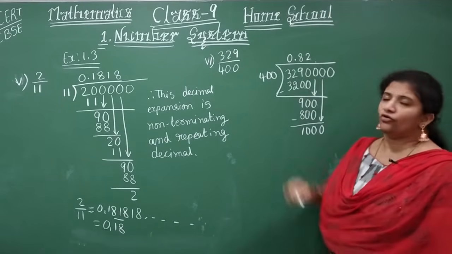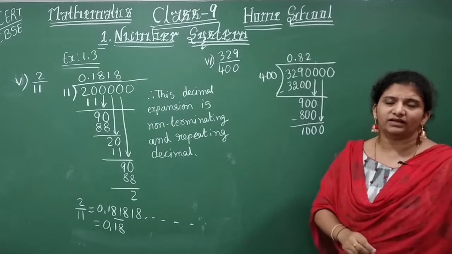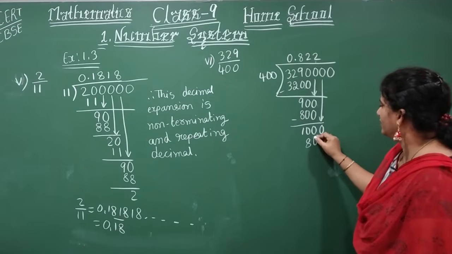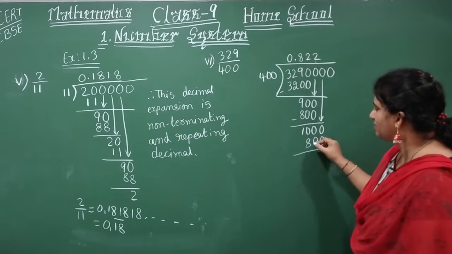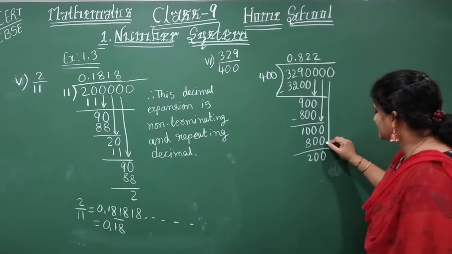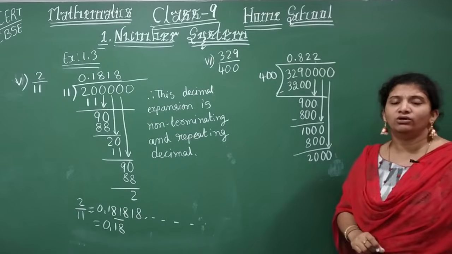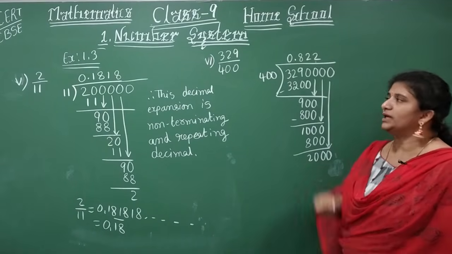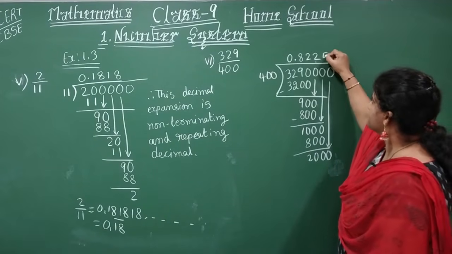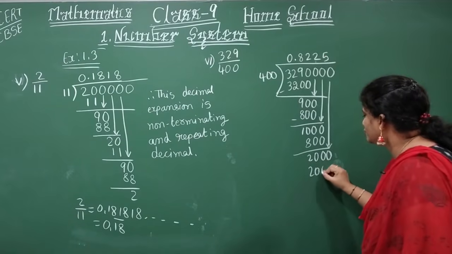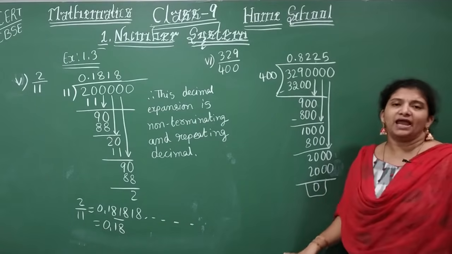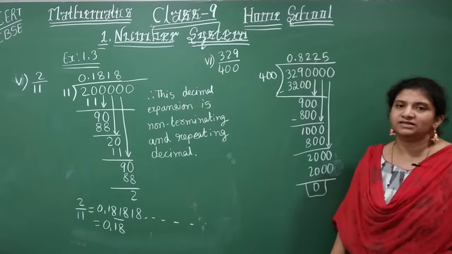Okay. Now 400 table, where you get 1000? Where you get here? 400 2s 800. So now 1000 minus 800 will be 200. Drag this down. This will be how much now? 2000. 400 table, where you get 2000, children? 400 5s are 2000. Therefore, there is an end for this division. End means we got a remainder 0.